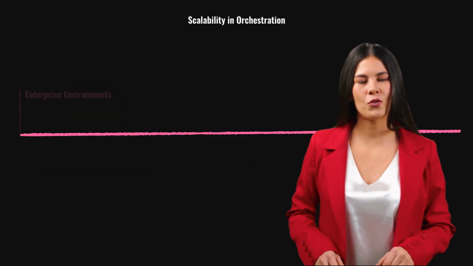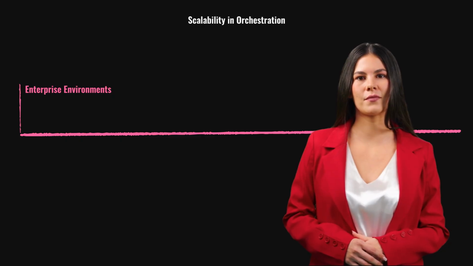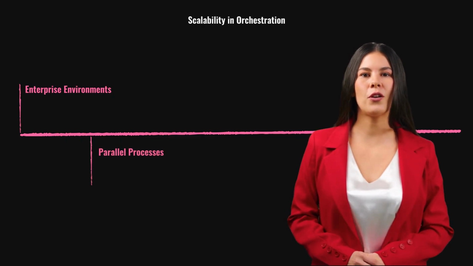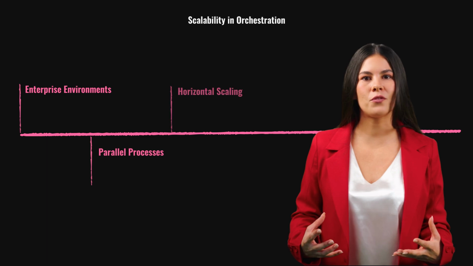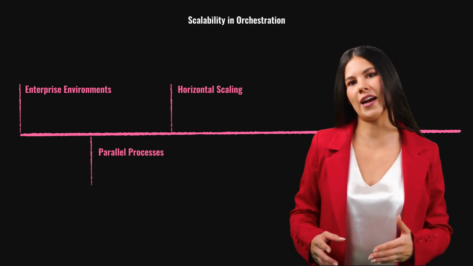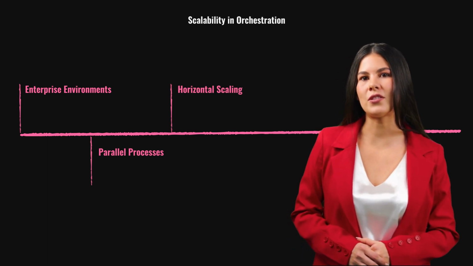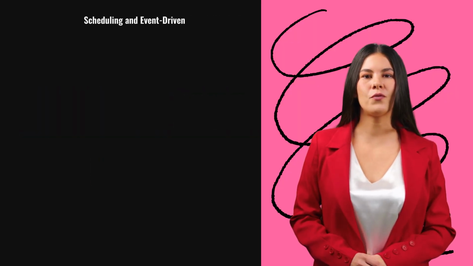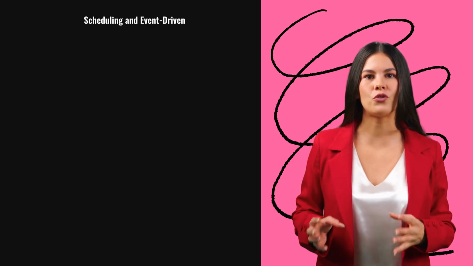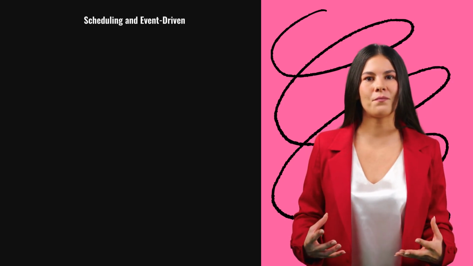Scalability is vital in orchestration for enterprise environments. Workflows often trigger parallel processes across distributed systems. Orchestration platforms must support horizontal scaling to handle dynamic task generation and load balancing efficiently, ensuring robust and responsive data pipelines.